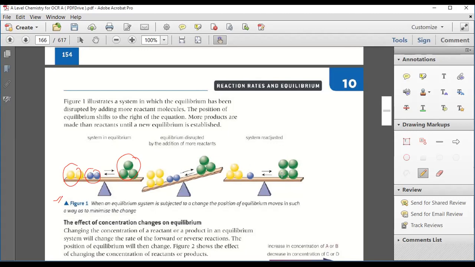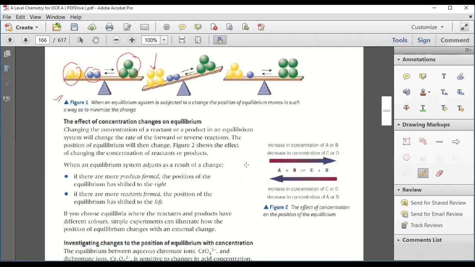Okay. Now in this figure, because of the external change, the equilibrium will shift towards the right. Now this equilibrium is shifted towards the left. Now the equilibrium will shift itself in such a way that it moves in the right direction and balances again. Okay, now we will see how this happens chemically.